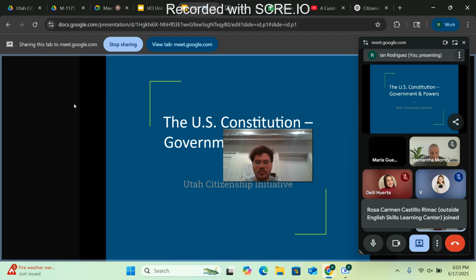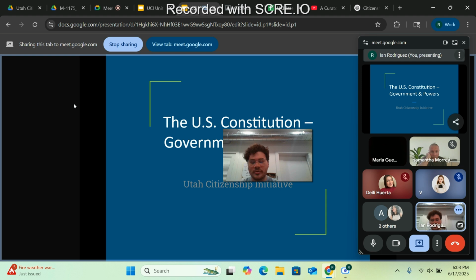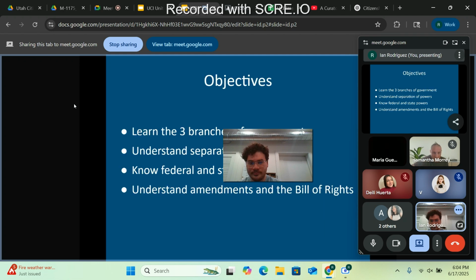For Thursday, we're not going to cover everything right now, but we talked about the second part of our chapter one that involves the U.S. Constitution, specifically talking about the government, the branches of government and the powers of each branch of government, the powers in the federal government, the powers in the state government. So these were the objectives from Thursday.